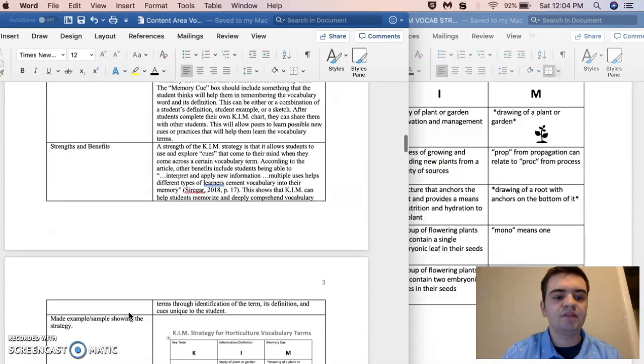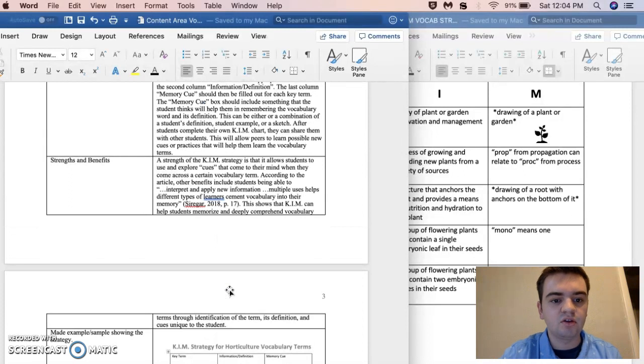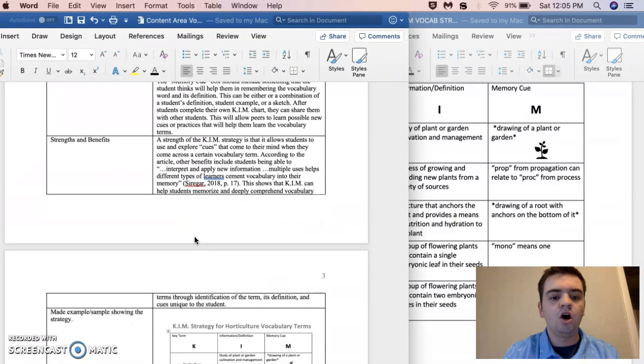Strengths and benefits. The article did a good job in explaining how to use a strategy, and then some strengths and benefits. I'll just go over a couple of them. The article says that students can interpret and imply new information from the K.I.M chart and strategy, which I agree. And then multiple uses helps different types of learners cement vocabulary into their memory. And what I got from that is multiple uses. You're not just reading and writing the definition, which you do, but you also come in with a memory cue, which can be a visual or memory device, which is just 2 different ways of learning. So you can visually see it, you can memorize it, and then you can actually see the definition.